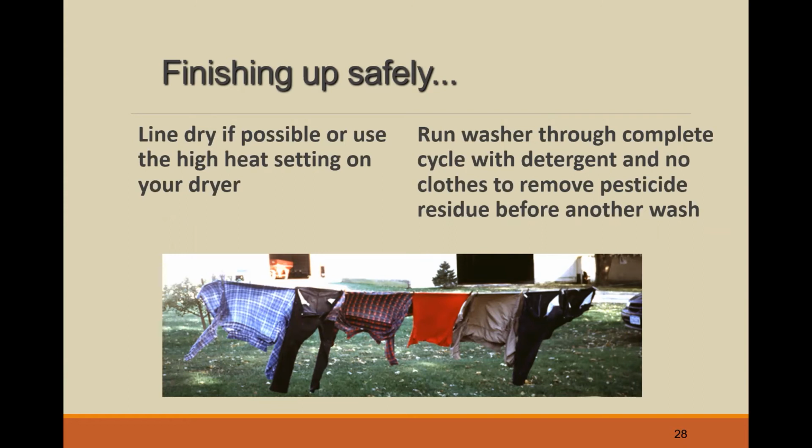When we get our clothes run through there, once you have run your work clothes through, you want to run a complete cycle with detergent and no clothes before you run any of your family's clothes through there to remove pesticide residue from another wash. If you're washing a lot of these clothes, a lot of people may just elect to have a separate washing machine that is just for their work clothes, and then a washing machine for their family's clothes, just because it saves having to worry about cross-contaminating your family's laundry with your work clothes.